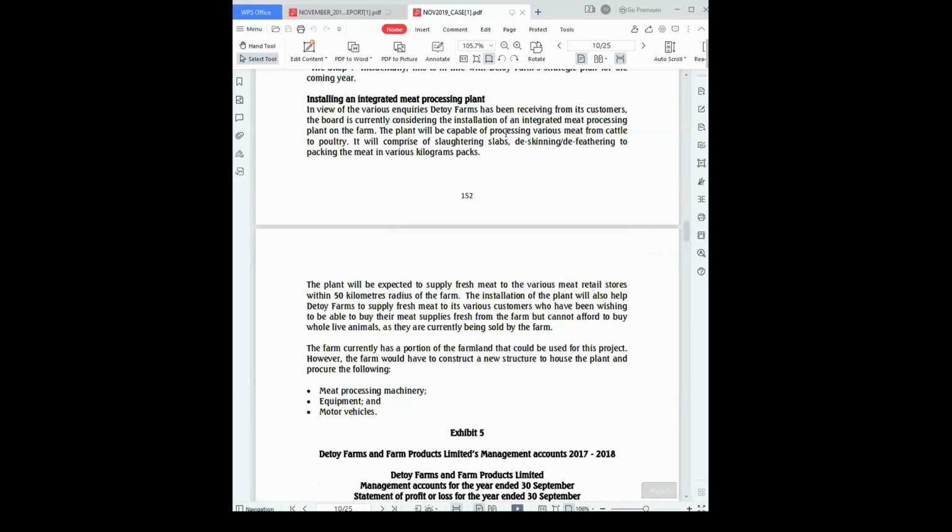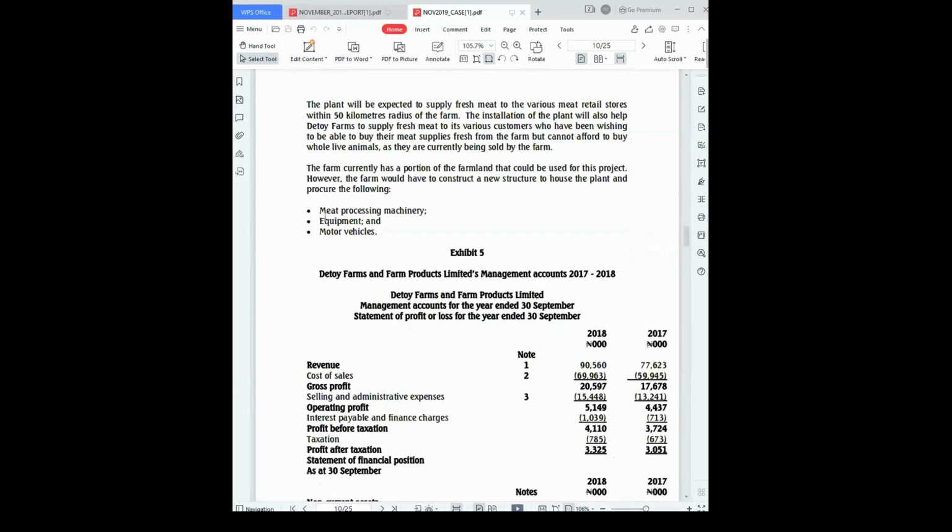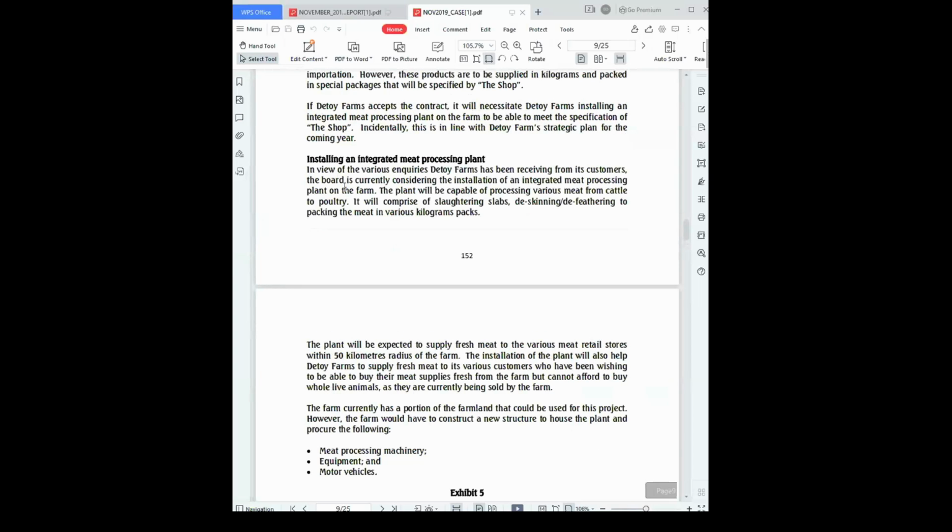So, in view of the various inquiries, customers have been inquiring from Detroit Farms earlier that you people should start defeathering, preparing your meat, and packaging it in kilograms and all that, which means that they will need the meat processing plant to do that. So they have currently agreed, and the farm currently has a portion of farmland that could be used for this project. However, the farm would have to construct a new structure to house the plant and procure the following: meat processing machinery, equipment, and motor vehicles. These are the things they will have to procure in order to get the meat processing plant installed.